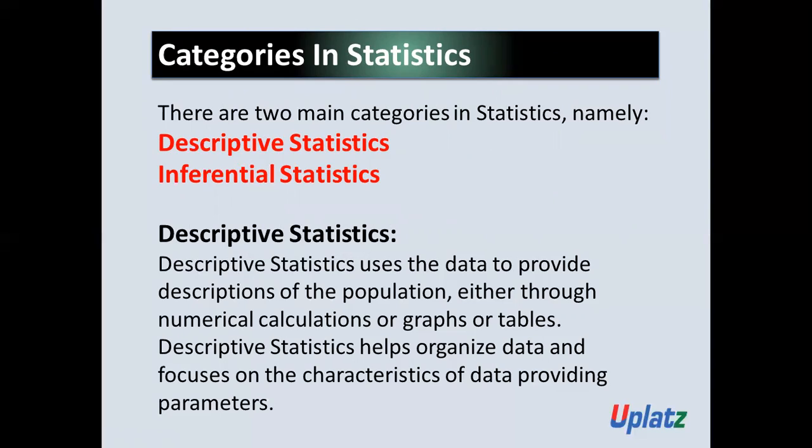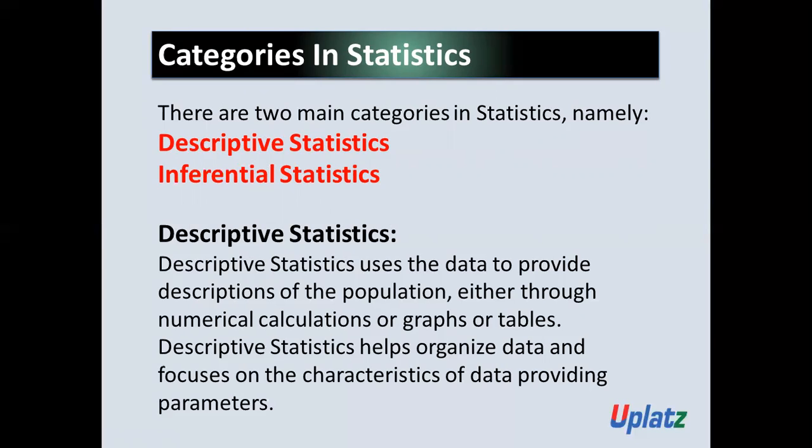So see here, descriptive statistics uses the data to provide a description of the population, either through numerical calculation or graphs or tables. Descriptive statistics helps organize data and focuses on the characteristics of the data, providing parameters.